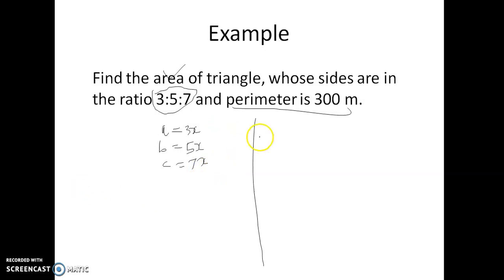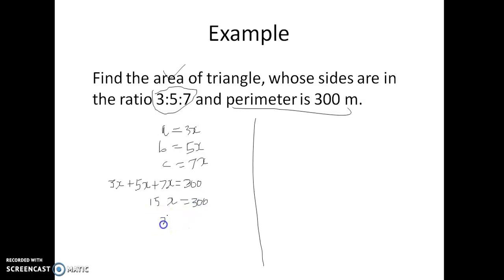Next, the perimeter is 300 meter. What is perimeter? The sum of the three sides equals the perimeter. So add these three sides: 3x plus 5x plus 7x equal to 300. Now add everything here. 3 plus 5 is 8, 8 plus 7 is 15. So 15x equal to 300, right?